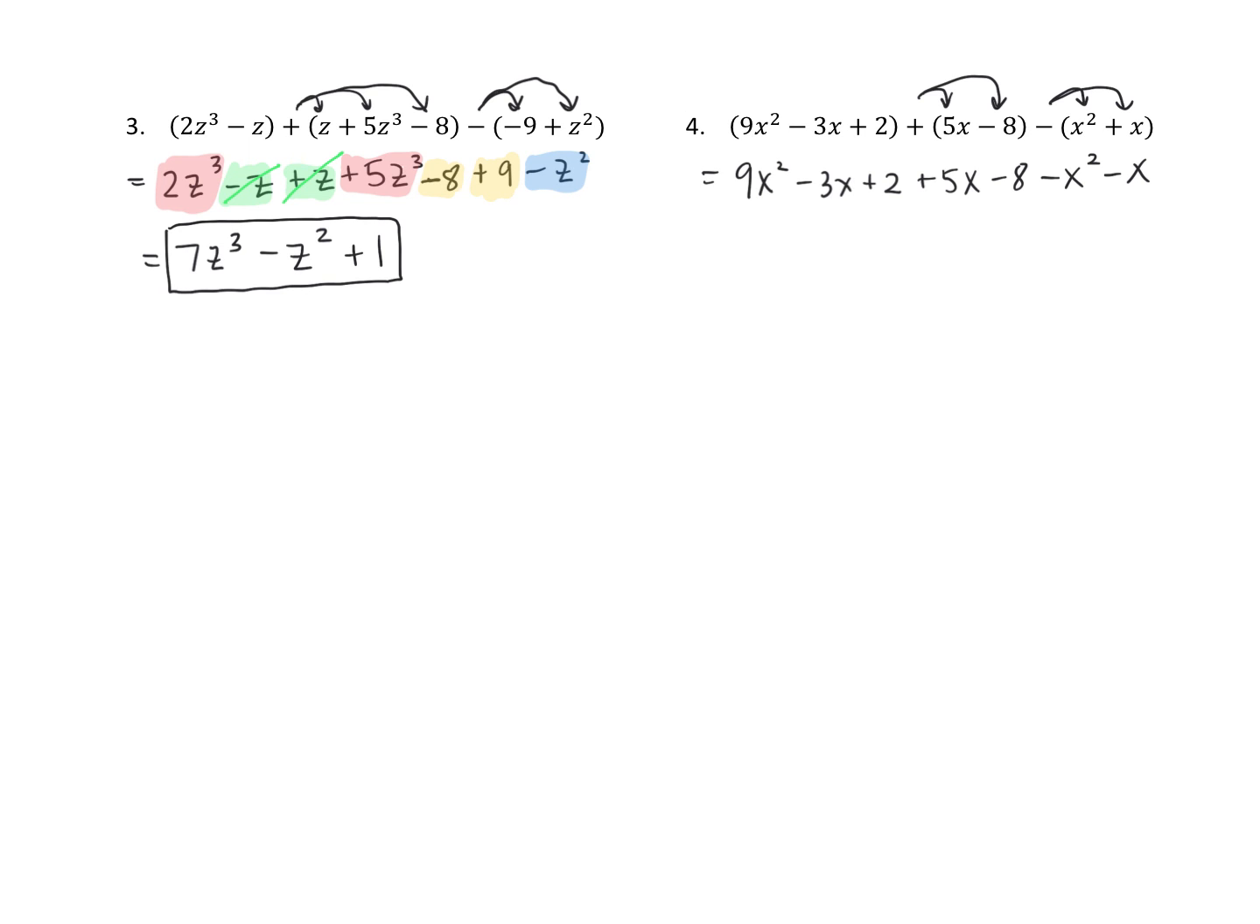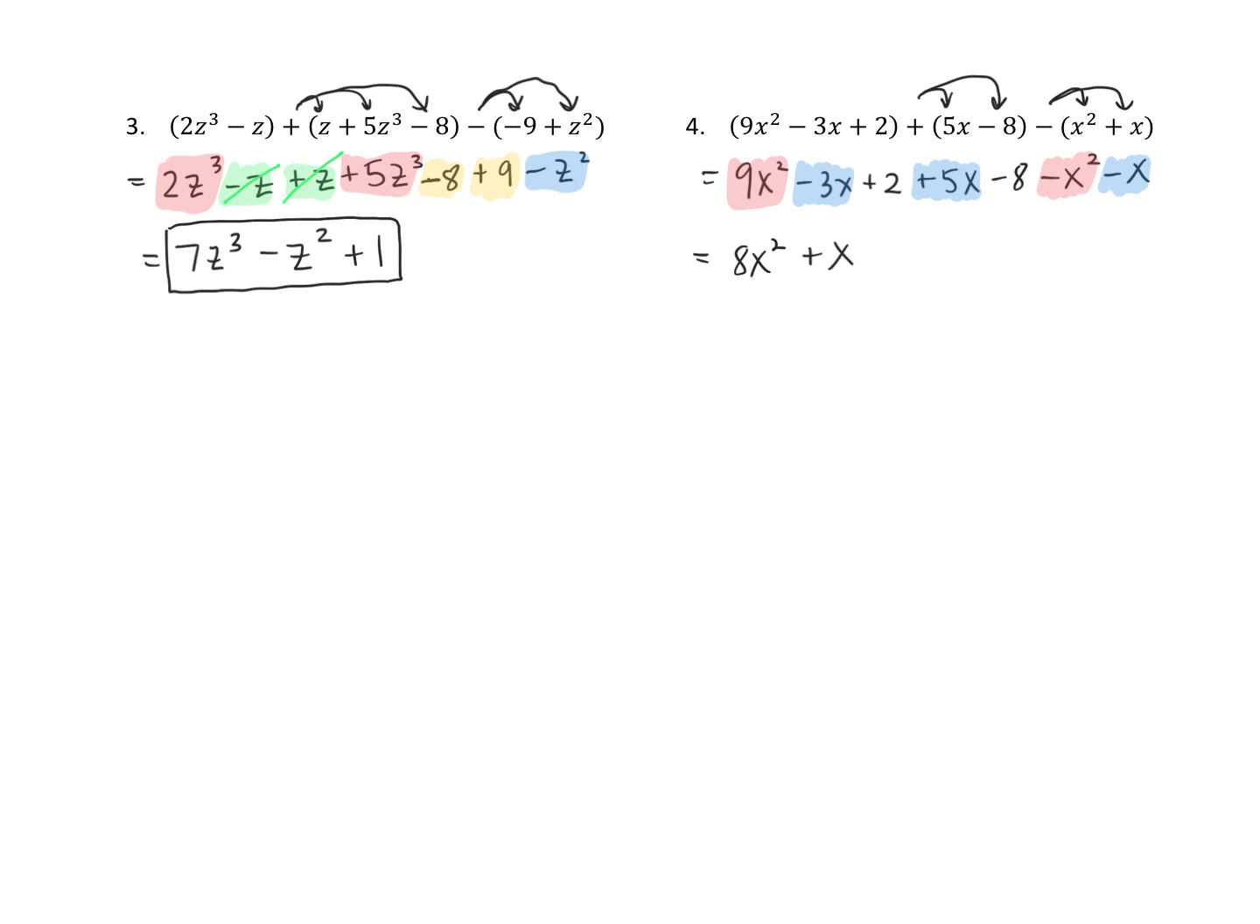Combine like terms. So the largest exponent I see is x squared. I see a 9x squared minus 1x squared. So that'll give me 8x squared. Then I want to look for x to the first. So I have a negative 3x, a positive 5x, and a negative x. So I have 3 of those. So negative 3 plus 5 is 2. Minus 1 is 1. So I have plus 1x.